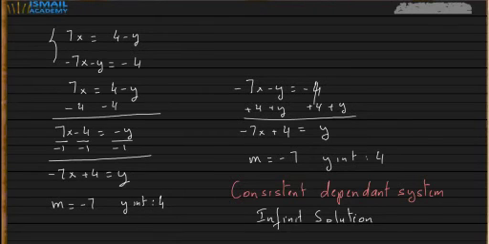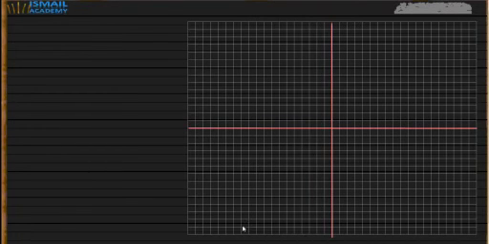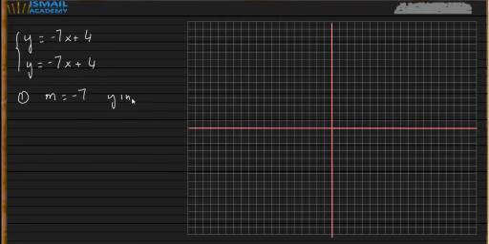So let's graph the equations. So we have y equals minus 7x plus 4, and the second equation is the same thing, minus 7x plus 4. So the slope for the first one is -7, the y-intercept is 4, and for the second one the slope is -7 and the y-intercept is 4.